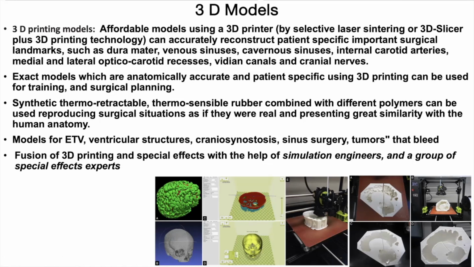Exact models which are anatomically accurate and patient-specific using 3D printing can be used for training and surgical planning. Synthetic, thermoretractable, thermosensible rubber combined with different polymers can be used for reproducing surgical situations as if they were real and presenting great similarity with the human anatomy. Models for ETV, ventricular structures, craniosynostosis, sinus surgery, and tumors that bleed can be made.